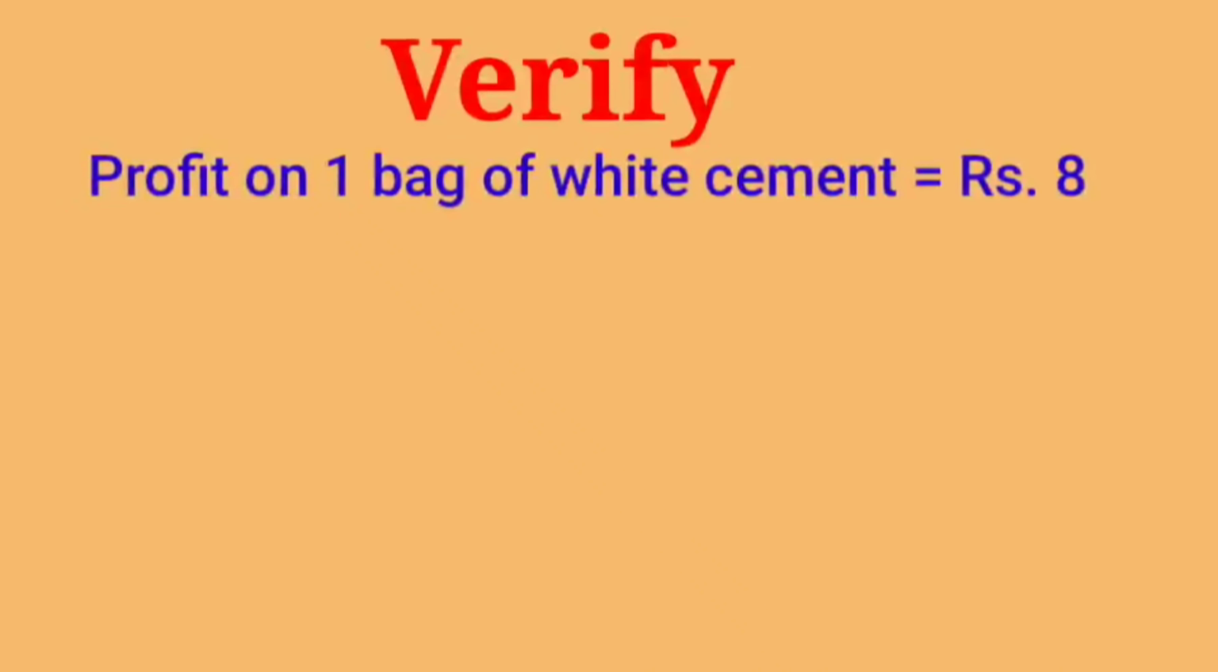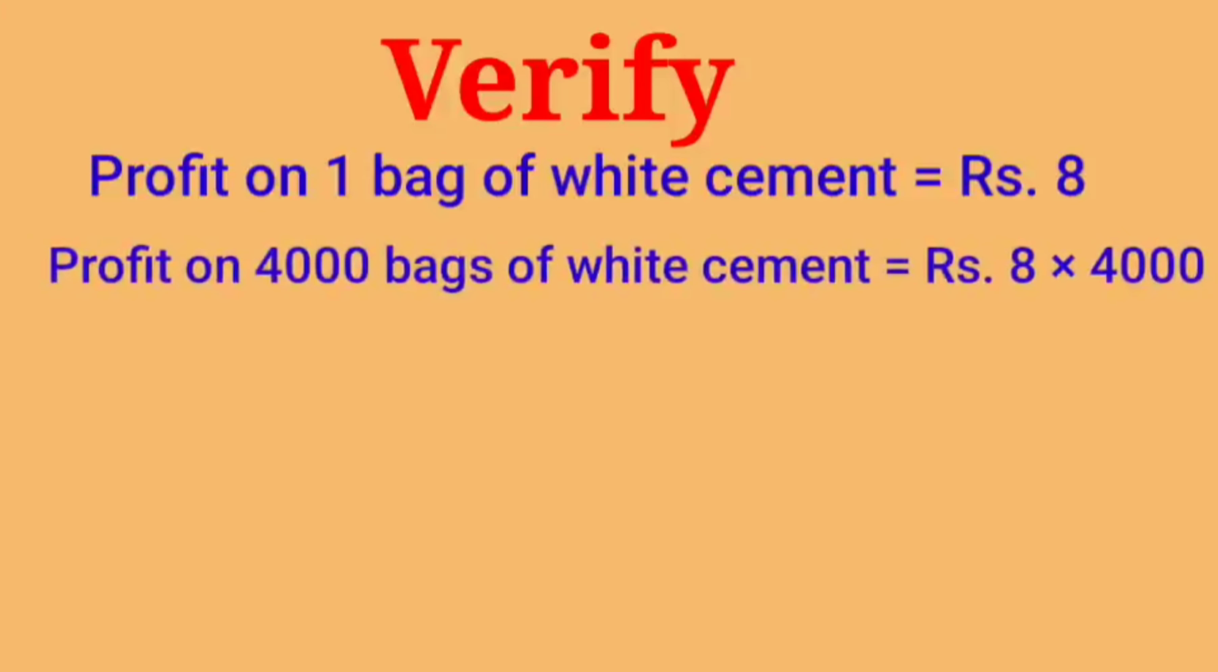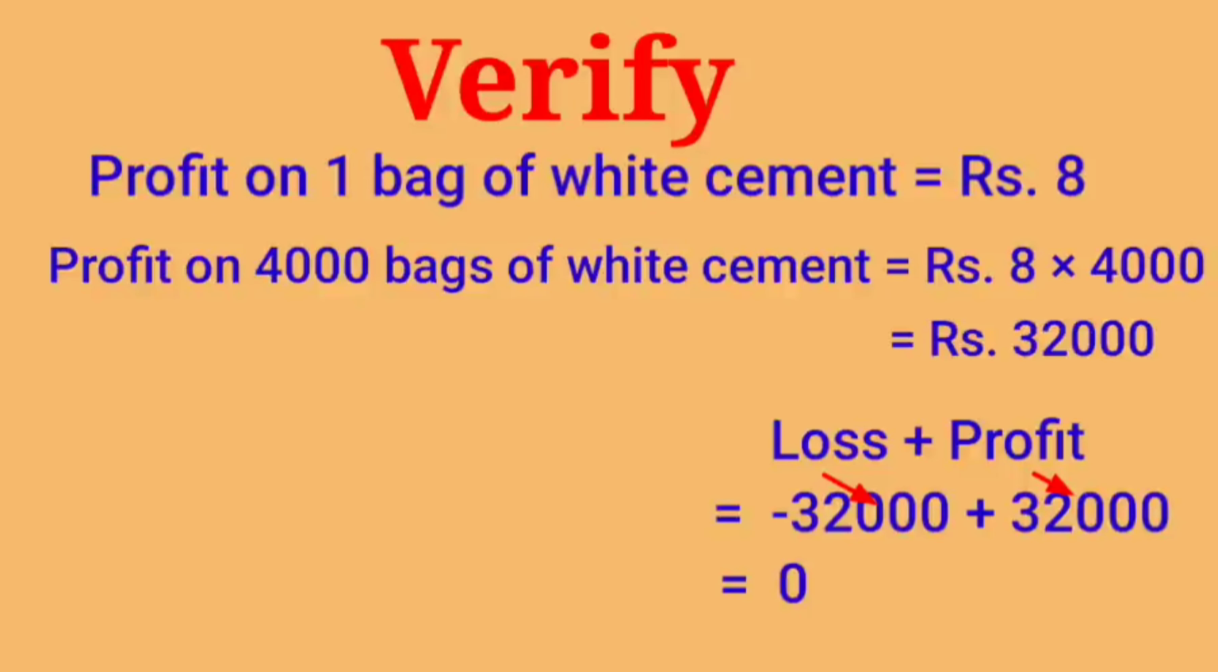Now verify it. Profit on one bag of white cement is equal to rupees 8. Therefore, profit on 4,000 bags of white cement is equal to rupees 8 multiplied by 4,000. The answer is rupees 32,000. So, the profit is rupees 32,000. Your loss is minus 32,000 and profit is plus 32,000. When we add loss and profit, we'll get the answer as 0.